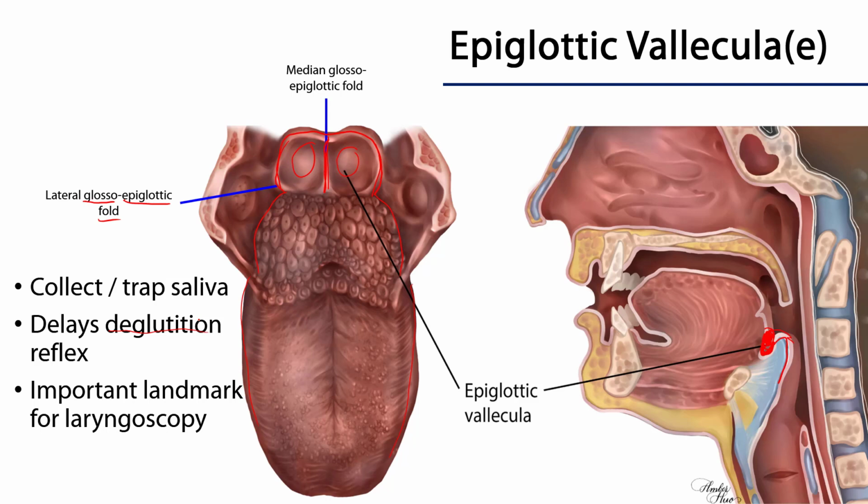These are also a very important landmark for laryngoscopy, so for being able to visualize the larynx with a laryngoscope, specifically a Macintosh style bladed laryngoscope. Those blades go within the valleculae so that the tongue can be withdrawn and one can get a better view of the inside of the larynx.